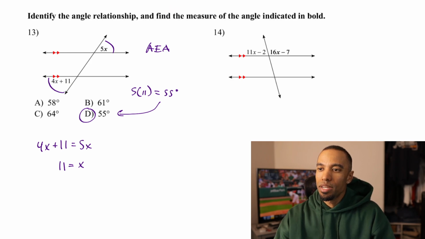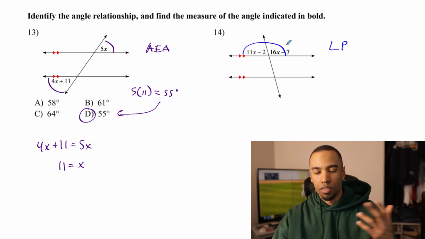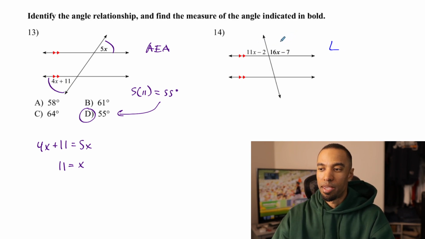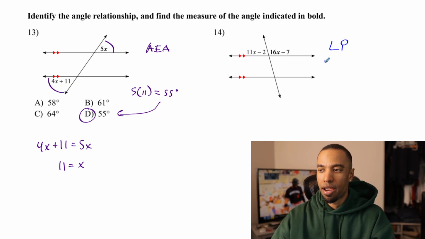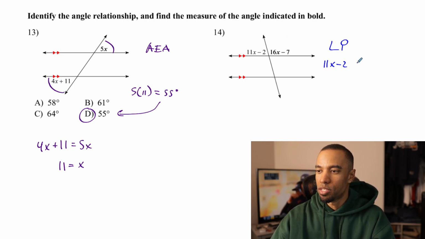All right, and this last one here is a linear pair. Once again, they are adjacent. They form a straight angle right there, a linear pair, and linear pairs are supplementary. It had nothing to do with this line or it being parallel. They do not equal each other. They add to 180 degrees. They are supplementary. Last problem.